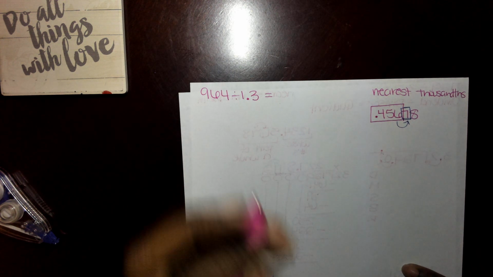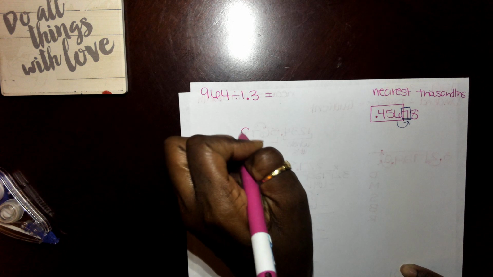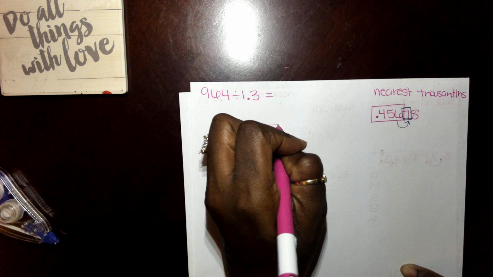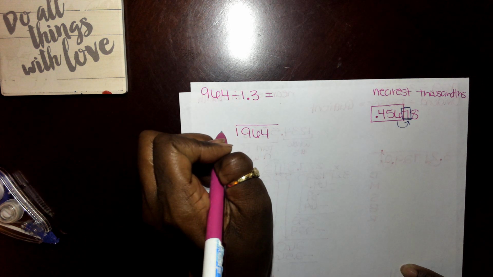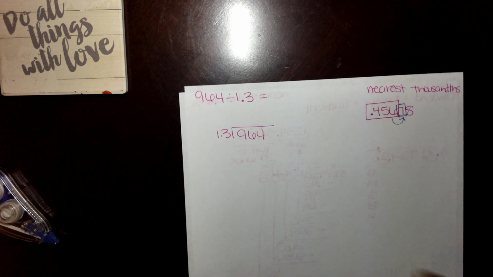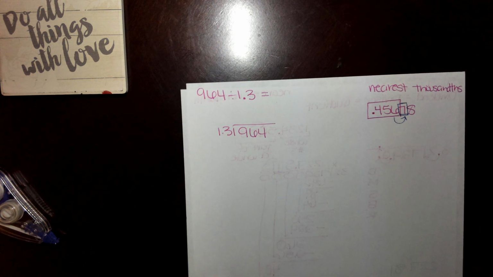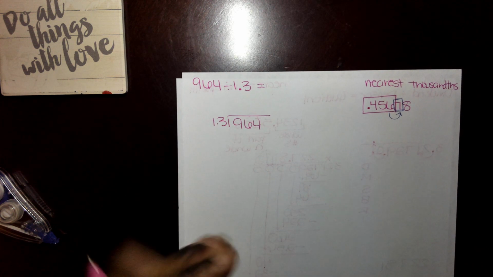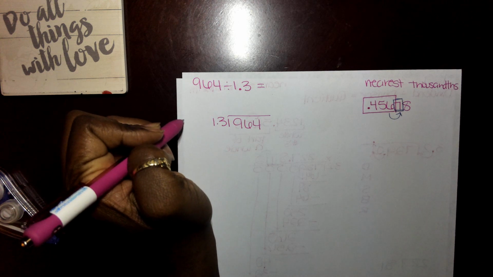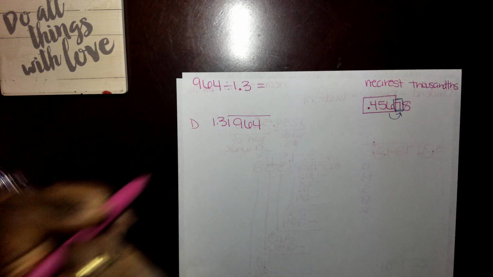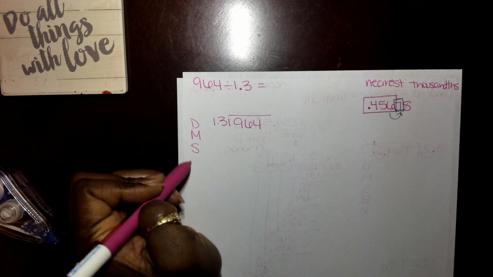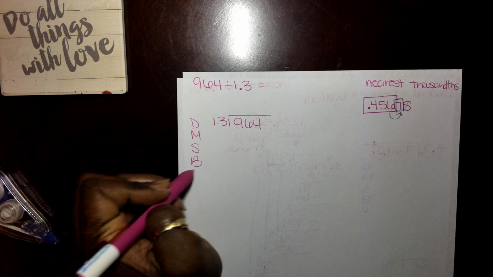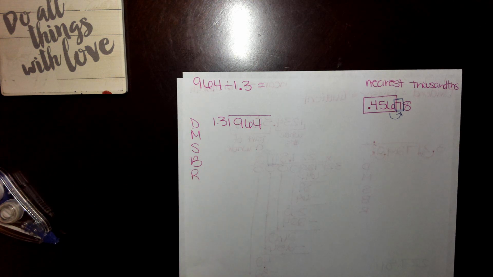So let's go on and set up our division house. We have 964 inside the house. The dividend always goes in, and the divisor stays out. And so we have our 5 family members that we have to remember about. They're called Daddy, which is for division. Mommy is for multiplication. Sister is for subtraction. Brother is for bring down. And then Rover the dog is for repeating the process again.